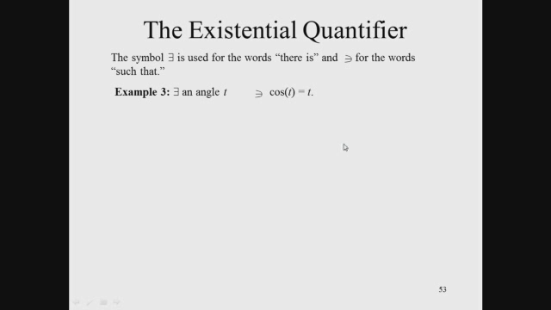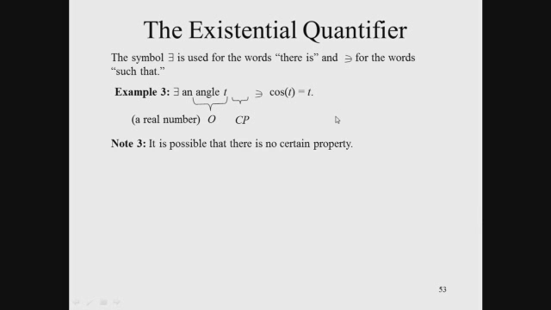All right, so please help me. What is the object here? An angle t, which is really what kind of an object? A real number. What's the certain property? There isn't one. There isn't one, exactly. That is possible. There is no certain property, and what's the something that happens? Cosine of t is equal to t. So it is indeed possible that there is no certain property.